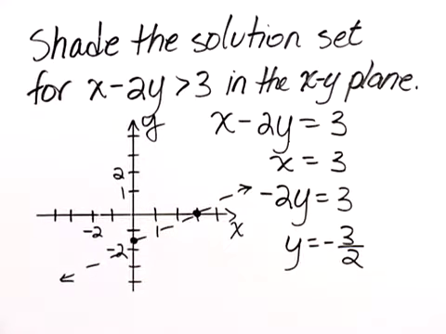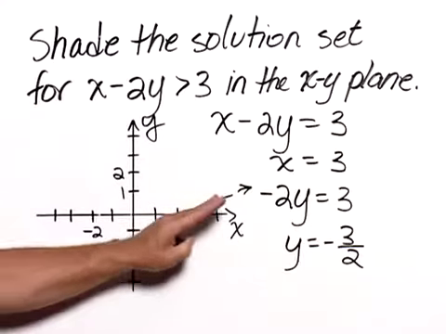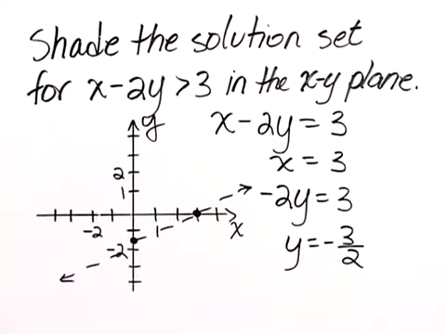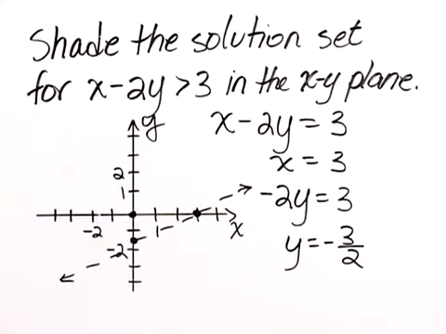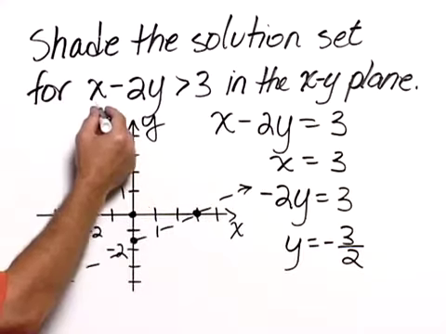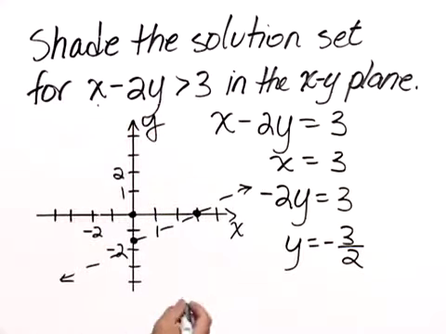And now we want to know, we have the plane divided into 2 half planes, the one on this side and the one on this side. One way to determine which side to shade is to pick a test point. A good test point to choose is the origin if possible. In this case it is, so we now substitute 0 for x and 0 for y.